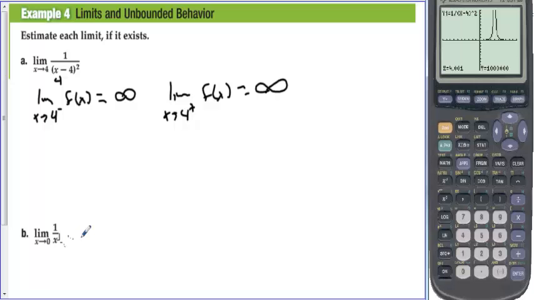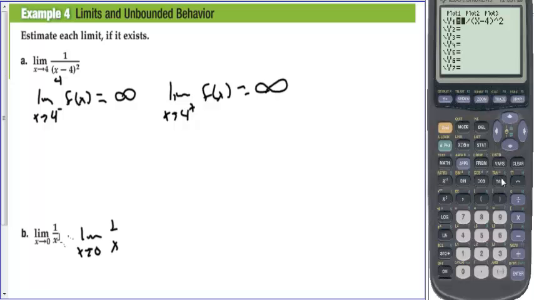Now this got a little messed up, but this says the limit as x approaches 0 of 1 over x. Let's plug that into the calculator. 1 divided by x, and we graph.